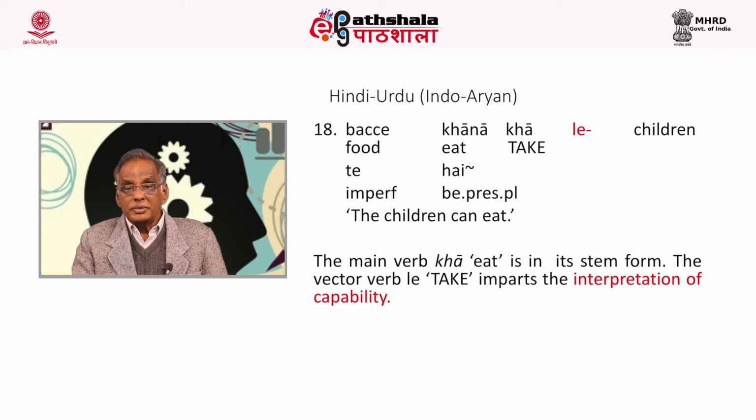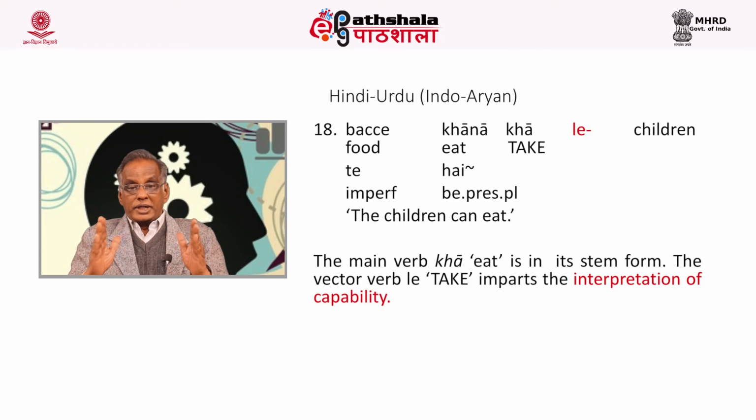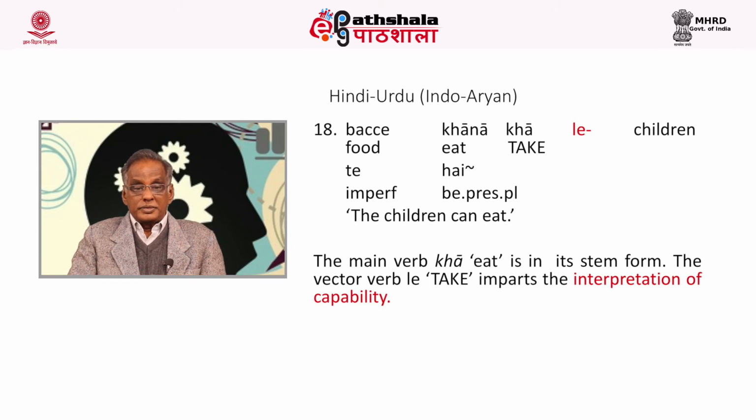Here, kha is the main verb. Lena literally means take, but it does not have the literal meaning. So, it gives an aspectual meaning, that is, it gives the meaning of capability. Le is the vector verb. It is the vector verb that takes the imperfect aspect marker te. Hain is the present tense marker. So you have the main verb, the polar verb, in its stem form, and le is the vector verb, and it takes the auxiliary verb to its right.